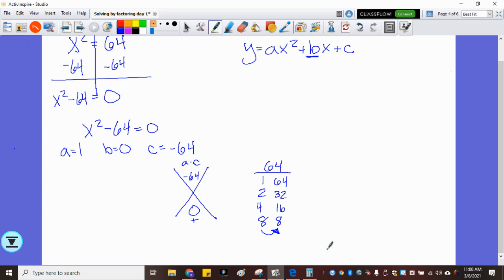But which ones add to 0 or have a difference of 0? 8 and 8. 8 plus 8 is 16. 8 minus 8 is 0, and they multiply to negative 64. So since A equals 1, we could skip the box and do x plus 8, x minus 8 equals 0.